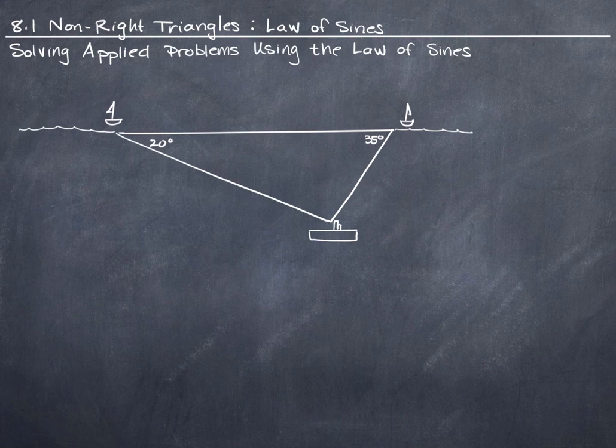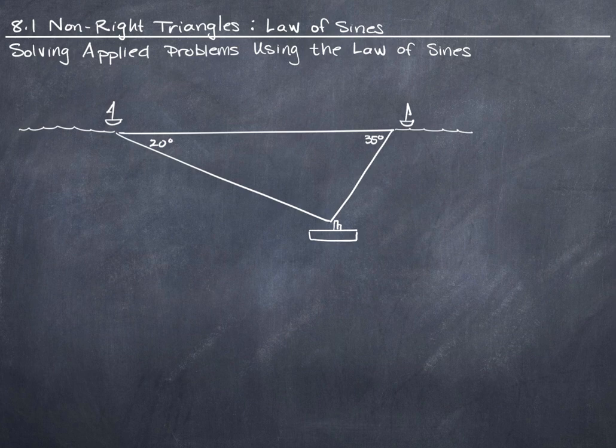This last subsection is called Solving Applied Problems Using the Law of Sines. In your textbook, there's one example and one try-it question, so we're not going to linger here. It's a very specific situation, but it can be applied to any time you have two known angles and a known side length, an included side length.